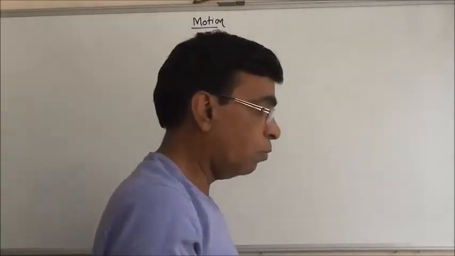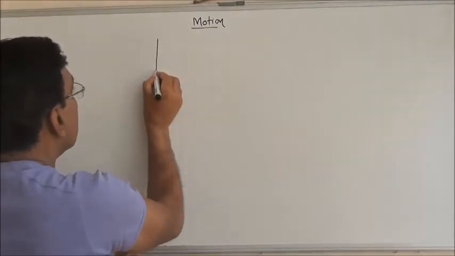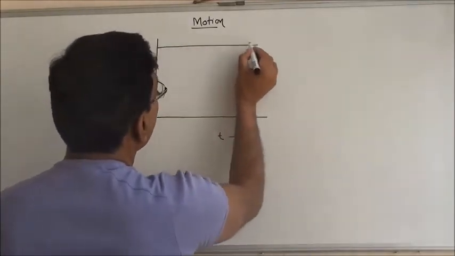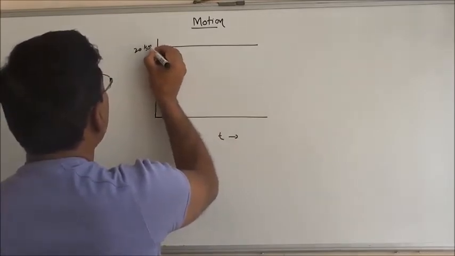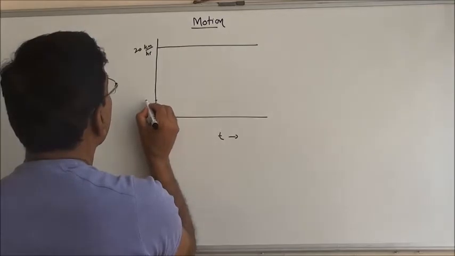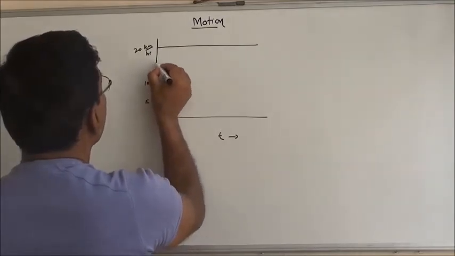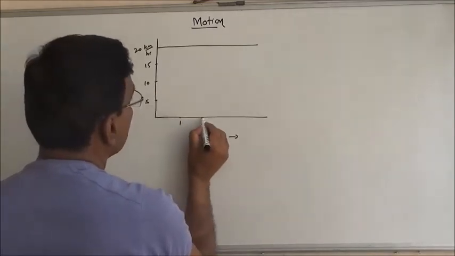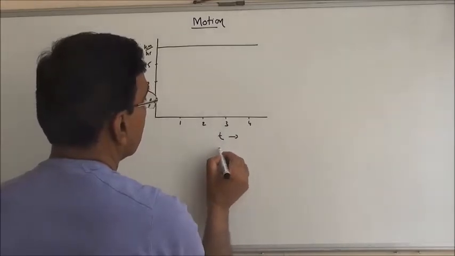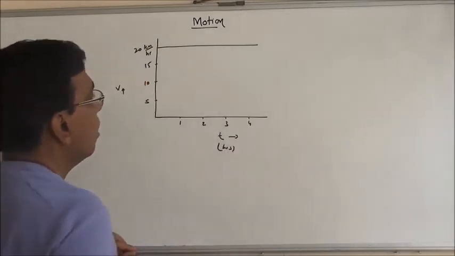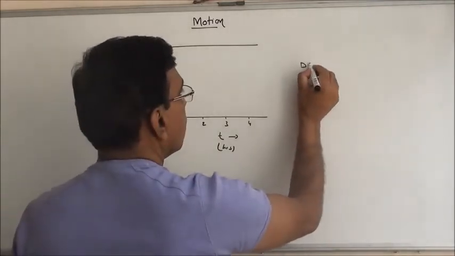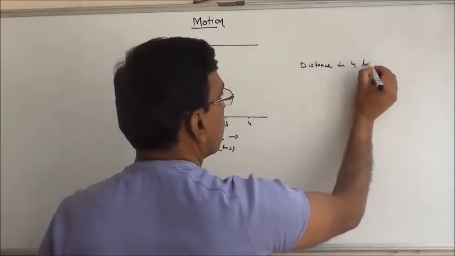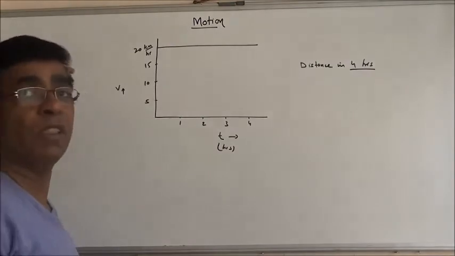We can find out one more quantity from this graph. Again, let me take the same example, 20. We may have 5, 10, 15, 20. This is speed and we can take here time in hours. If I ask you to calculate the distance in say 4 hours, how much distance?